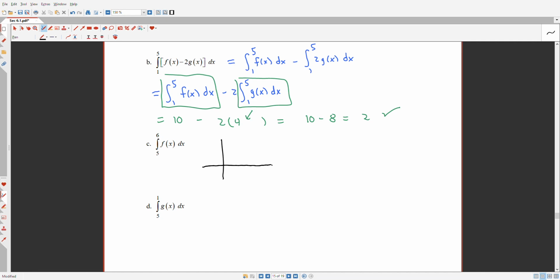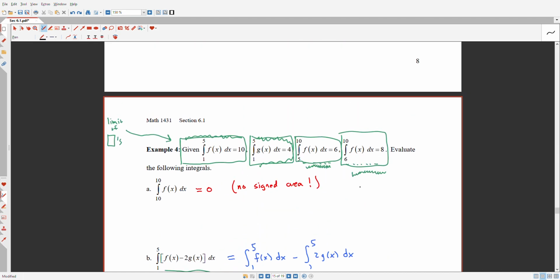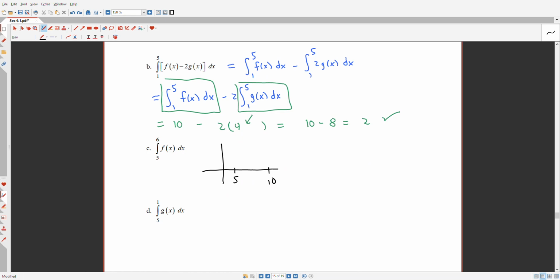What they told me here was from 5 to 10, I've got some function. I don't know what it looks like, but maybe it looks like this, right? So from 5 to 10, maybe I'll make it a little negative down below. I've got some function that maybe looks like this. And the area, they told me the definite integral there, that green area, that's from 5 to 10. If I add up all that positive and negative green area, I get 8.